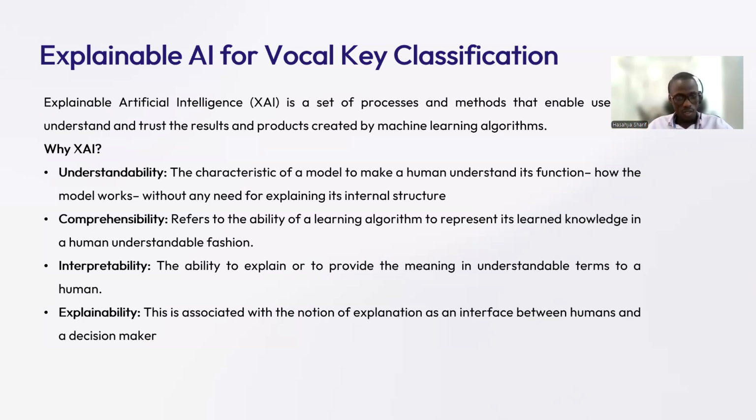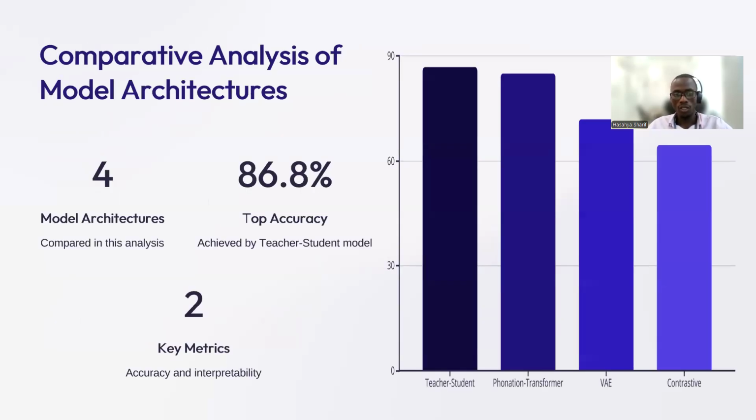And explainability is associated with explanation as the interface between humans and the decision makers. So ideally, it's all about understanding why this model came up with this decision, the kind of features it used before coming up with a solution to our project. For the models that we used, we applied the best models, the ones that did perform well, two of which we applied for the explainable AI.